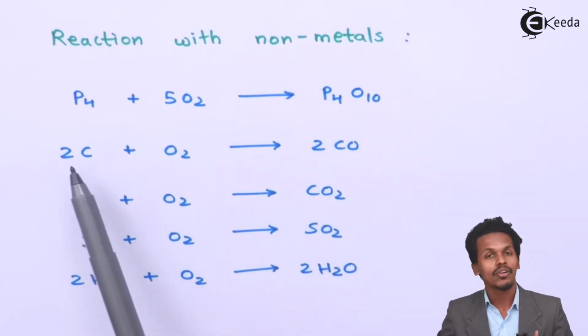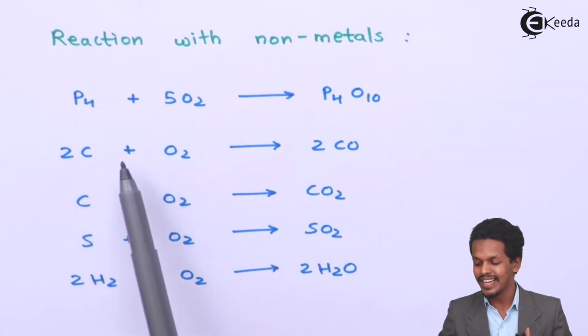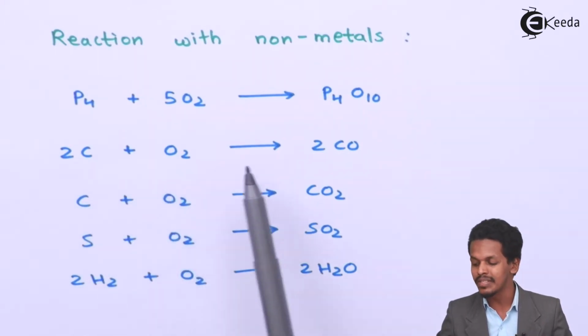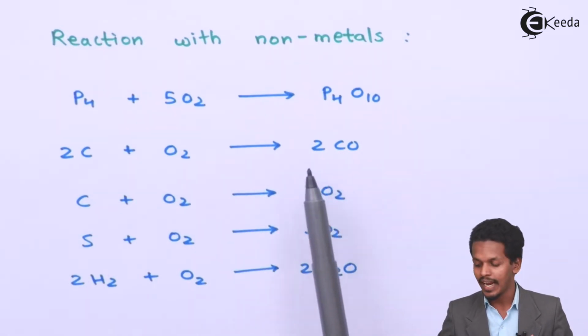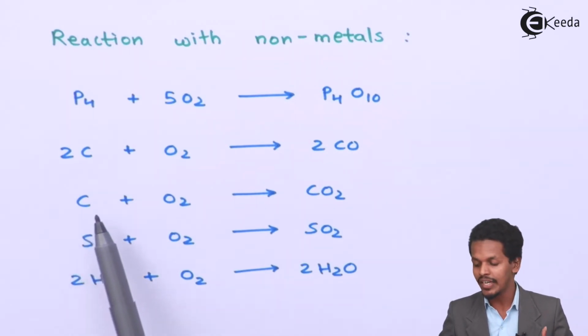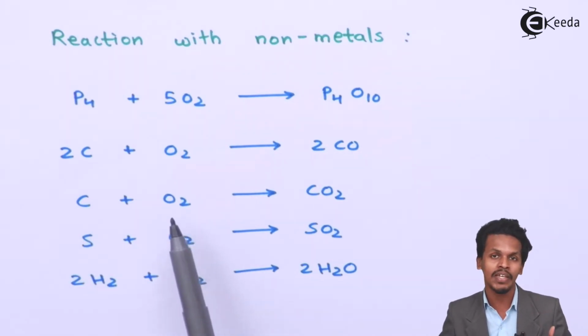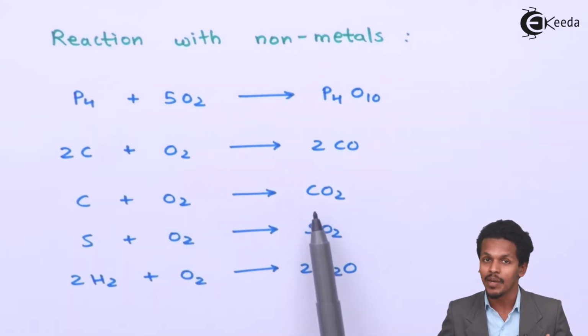Now let me talk about the next reaction. When two carbon atoms react with a limited supply of oxygen, it forms carbon monoxide. This is one of the reactions we are familiar with. Now the next reaction: whenever carbon, in the form of coke, is treated with oxygen in excess amount, the product formed is carbon dioxide.